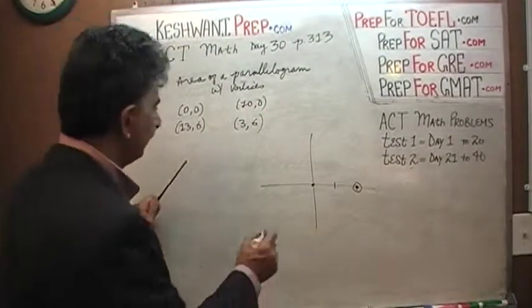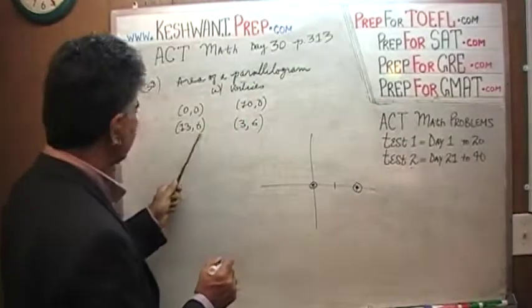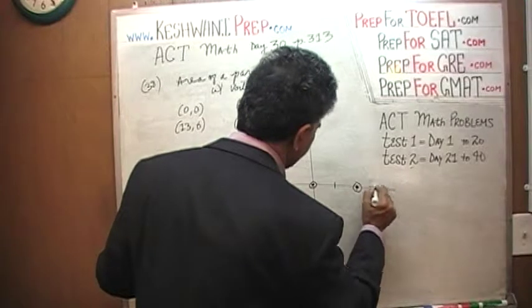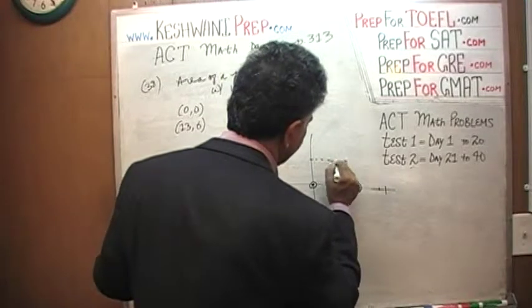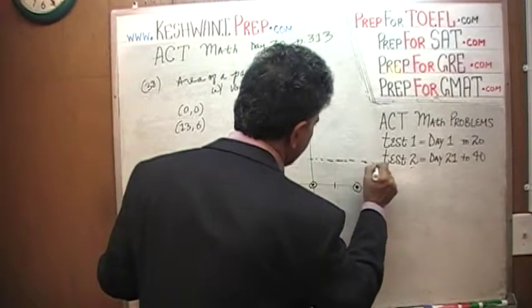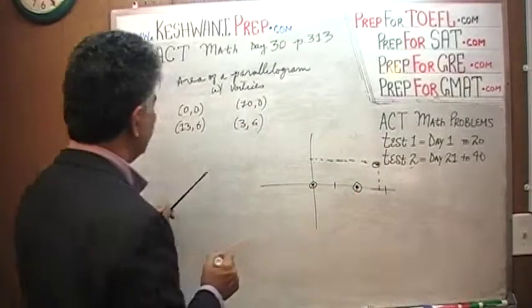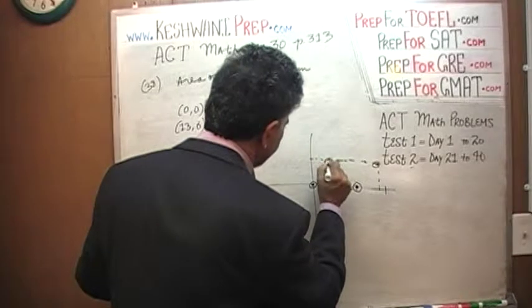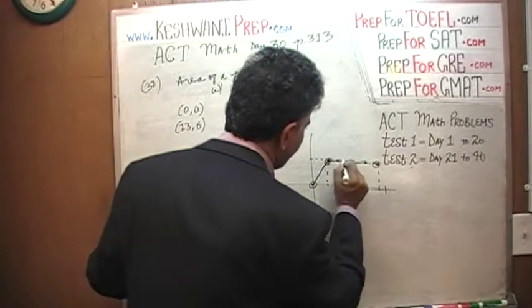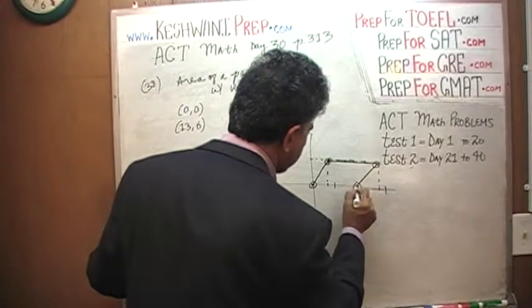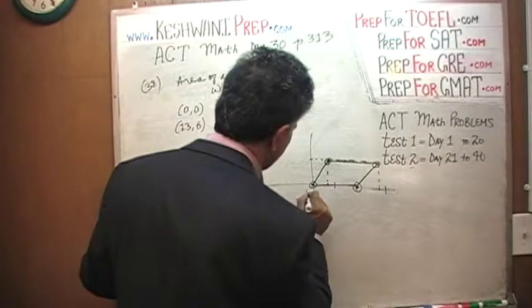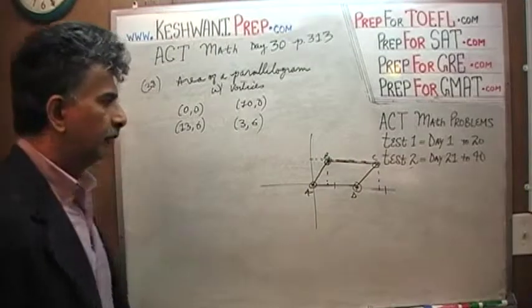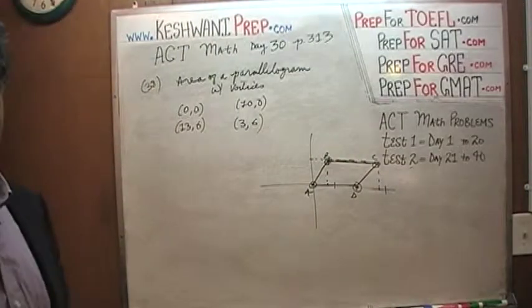Then we have 13, 6. This is 15, so 13 is going to be somewhere here. Let's say this is 6. 13, 6. And then we have 3, 6. So let's say 3 and 6 right here. There is our parallelogram. Let's call it A, B, C, and D. We are interested in the area of this parallelogram.